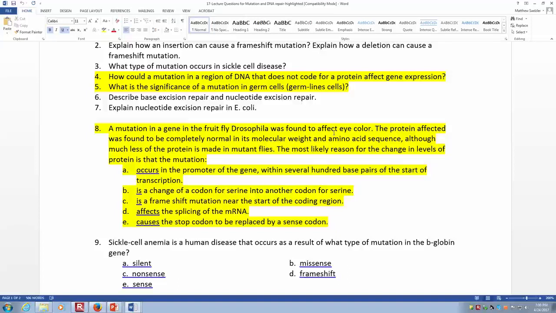It's not C. So if you had a frame shift mutation near the start of the coding region, hold on. There's a frame shift mutation near the start of the coding region. Okay, sorry, that's from the book. So what they're saying is let's say you have an insertion or deletion that occurs before the start codon, that would not lead to producing less protein.